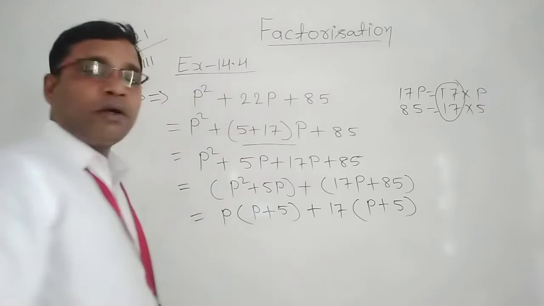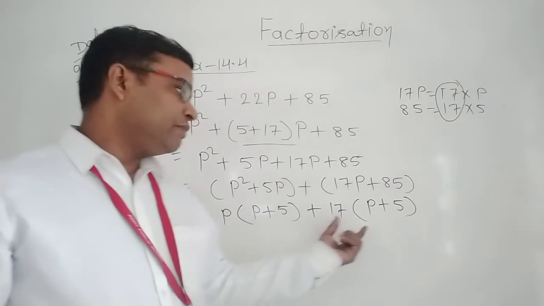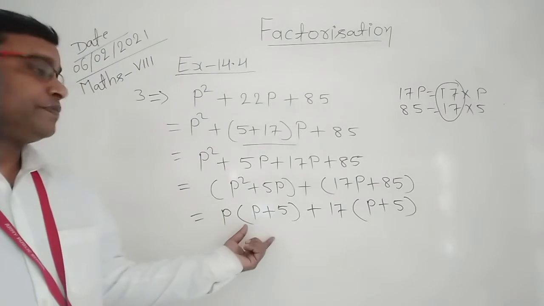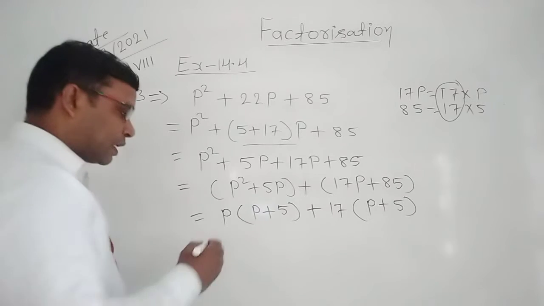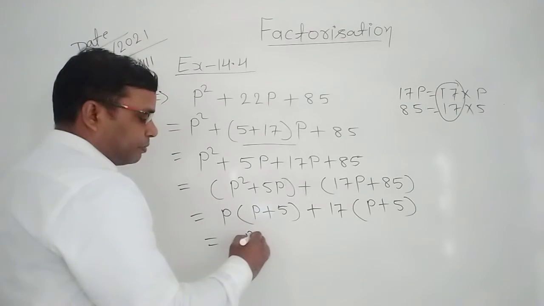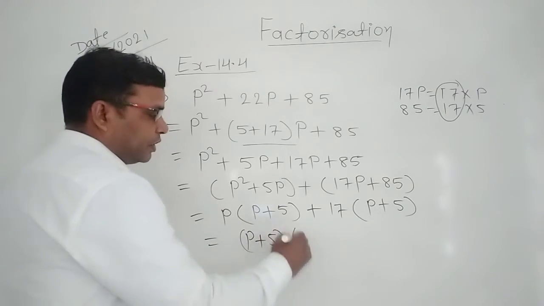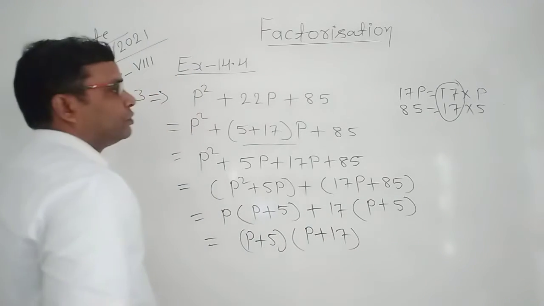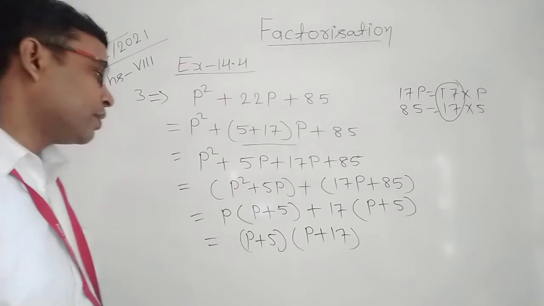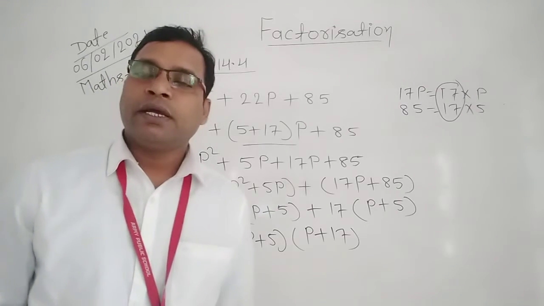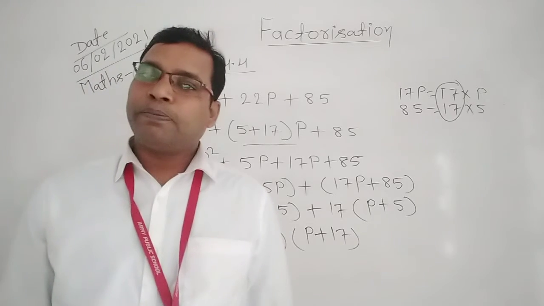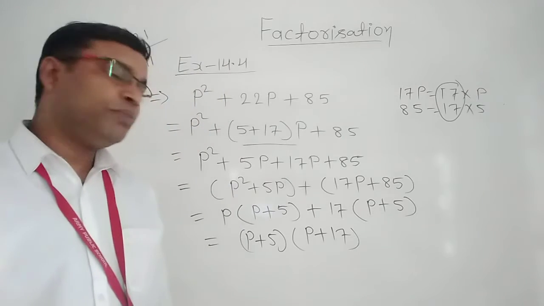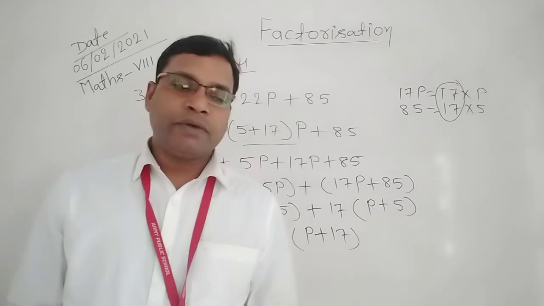This is clear. Now students, you can observe here that p plus 5 is common between them. So here we take p plus 5 common, and then you get p and 17. In this way, you find the factorization of p square plus 22p plus 85, which is equal to (p plus 5) into (p plus 17). I hope all of you understood these terms.